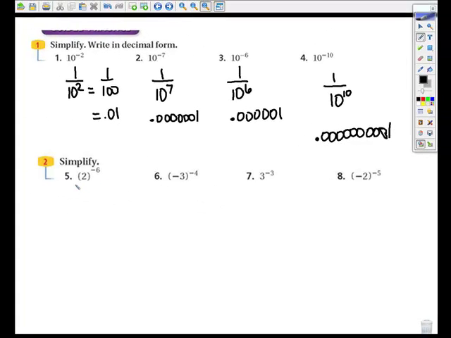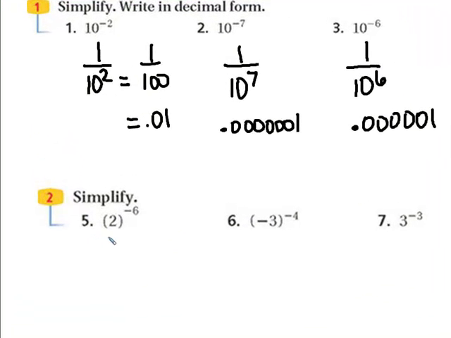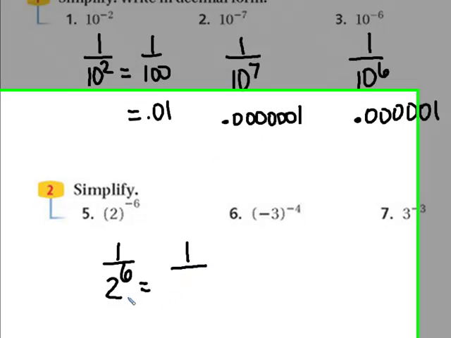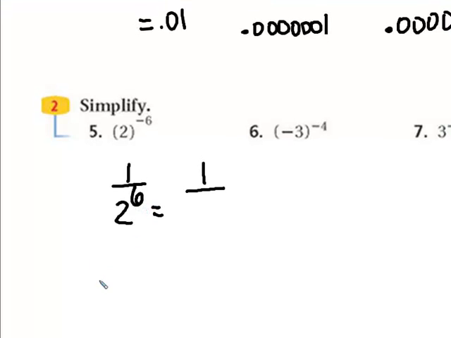Now in some cases your base is not going to be a 10, it's going to be another integer, or in some cases a rational number, but we'll get to those another time. So let's go ahead and simplify this. 2 to the negative 6 becomes 1 over 2 to the positive 6. If they want us to simplify that, they really want us to take 2 to the 6th power. They're not asking us to write this as a decimal. So 2 to the 6th means you have 2 times 2 times 2 times 2 times 2 times 2, which happens to be 64.